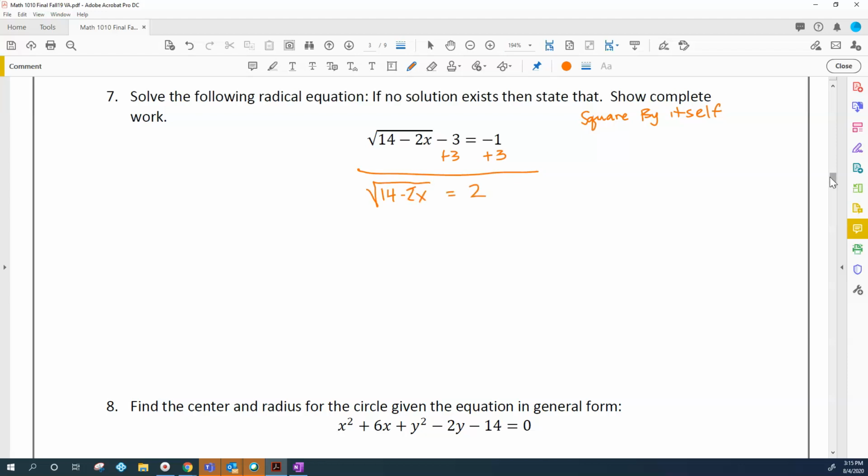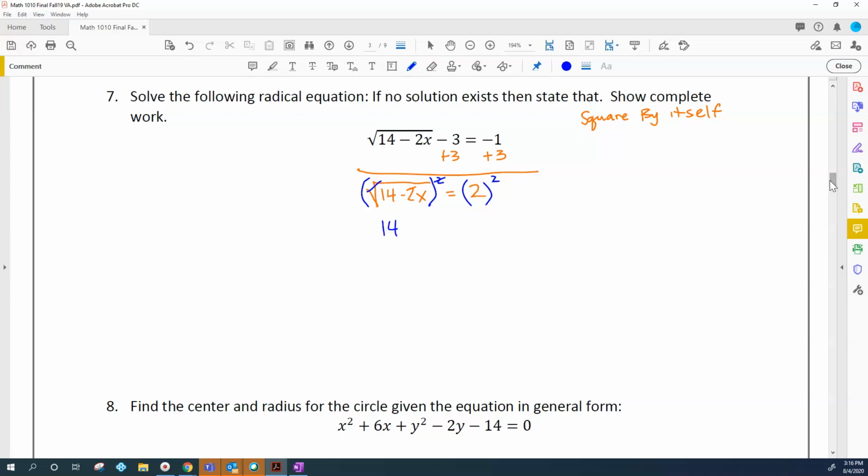And now that it's by itself, I need to ask myself, okay, how do I undo square rooting something? Because whenever there's a way to do something in math, there's always a way to undo it. So raise to the power of 2, or square both sides. Then that square root and that square cancel each other out. That's the whole reason why we're squaring it, to get rid of that square root.